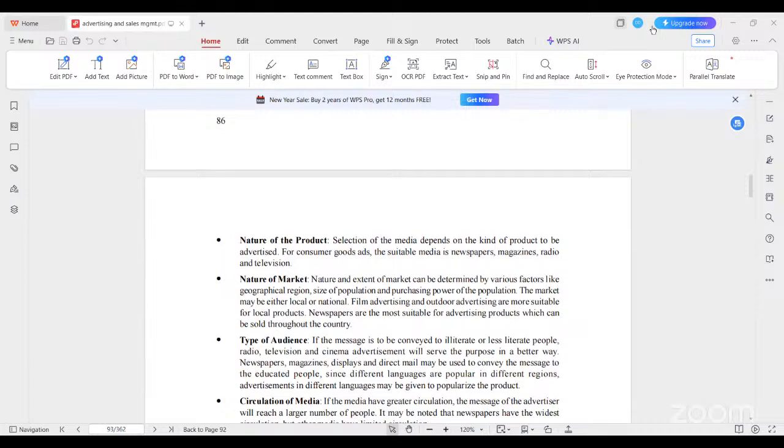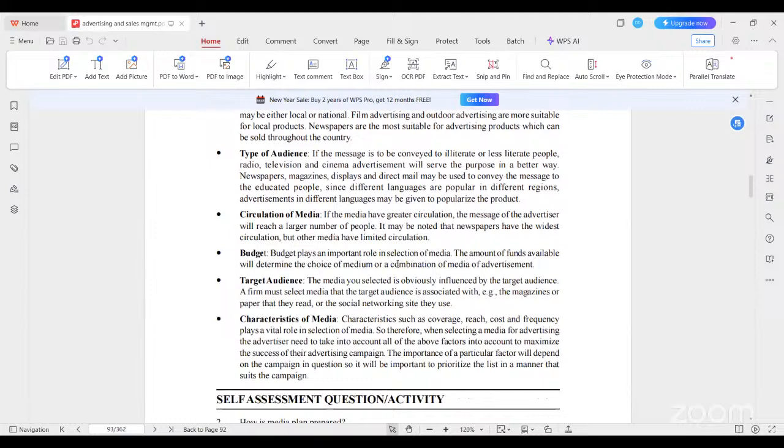And then how to distribute the budget. Distributing the budget across various media channels, whether we are going to advertise on television, radio, digital media, print media, or outdoor media. All these we need to focus on, and we have to decide our budget.